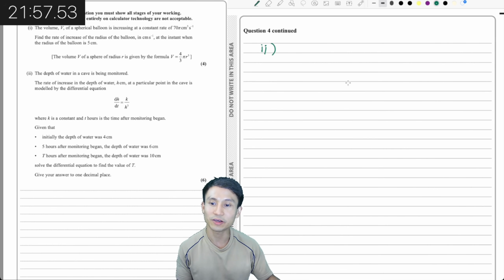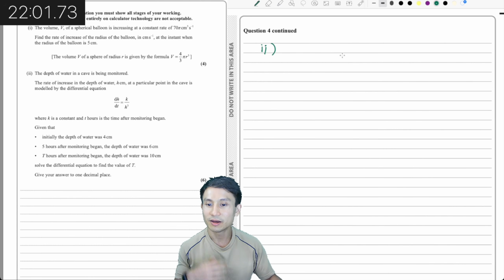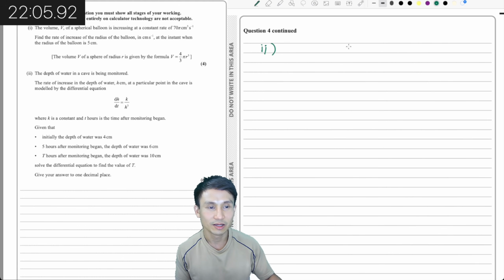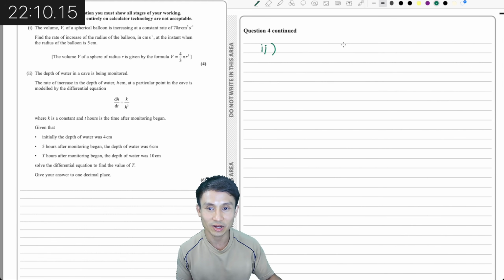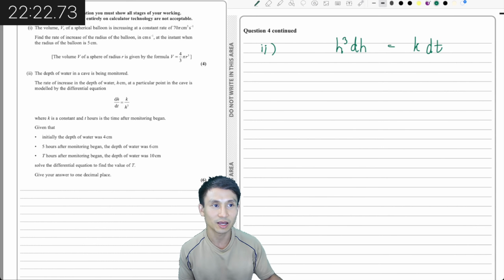Okay, so they just give you initial conditions, some boundaries, and other conditions to make you solve this differential equation entirely. So this is integration by separation of variables, right? The first step is to separate the variables. So we move the h cubed to the side of dh, and I'm going to move dt to the side of k, which is a constant. And then we integrate both sides, just applying the integral sign there.